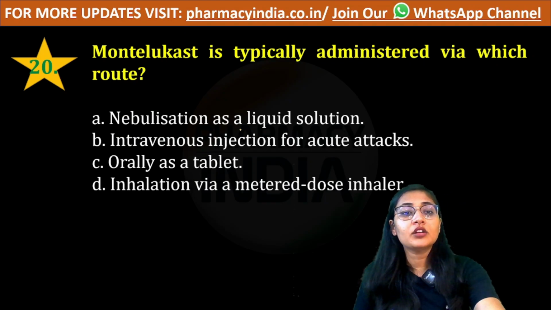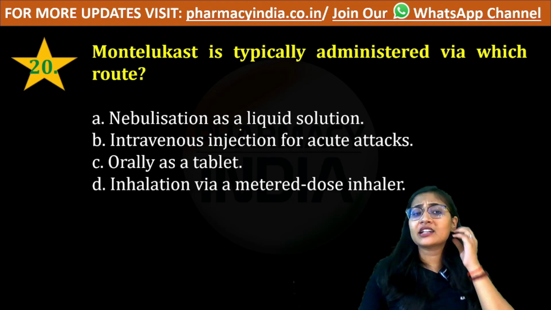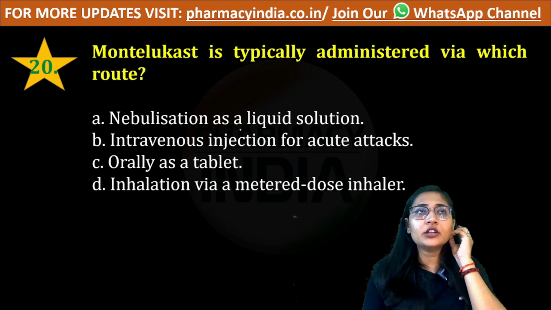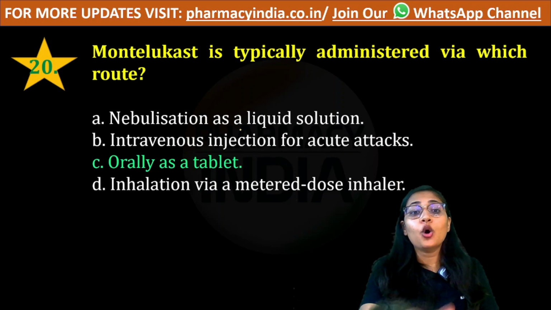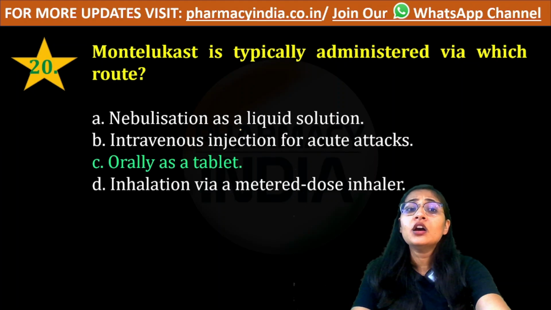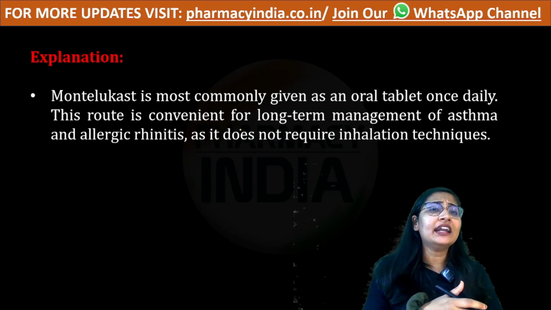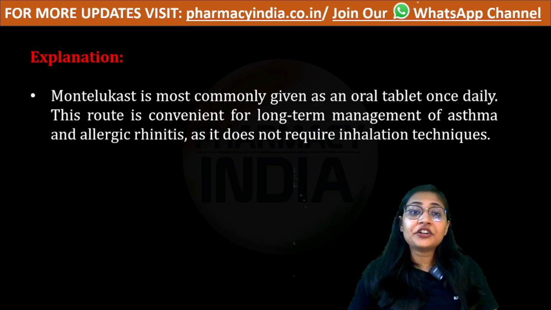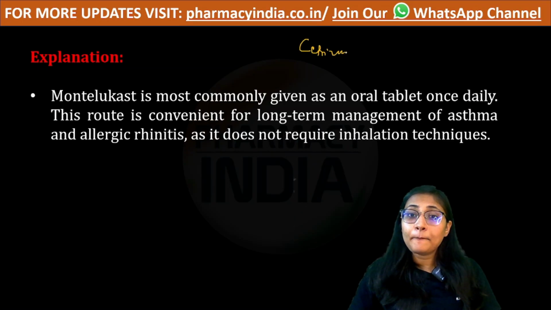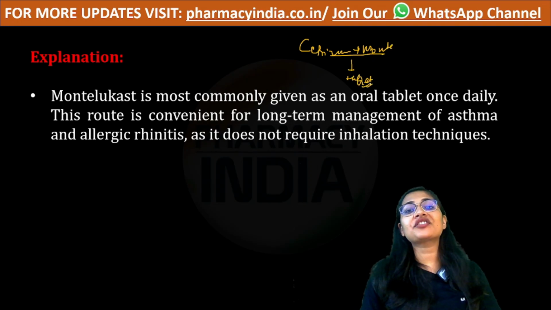Question number 20. Montelukast is typically administered by which route? Normally, you can see nowadays Montelukast is coming in the form of a tablet. So it is administered orally as a tablet. Montelukast is used in asthma as well as in allergic rhinitis. Nowadays, a combination of cetirizine plus Montelukast comes in a tablet form for treating patients with allergic rhinitis.